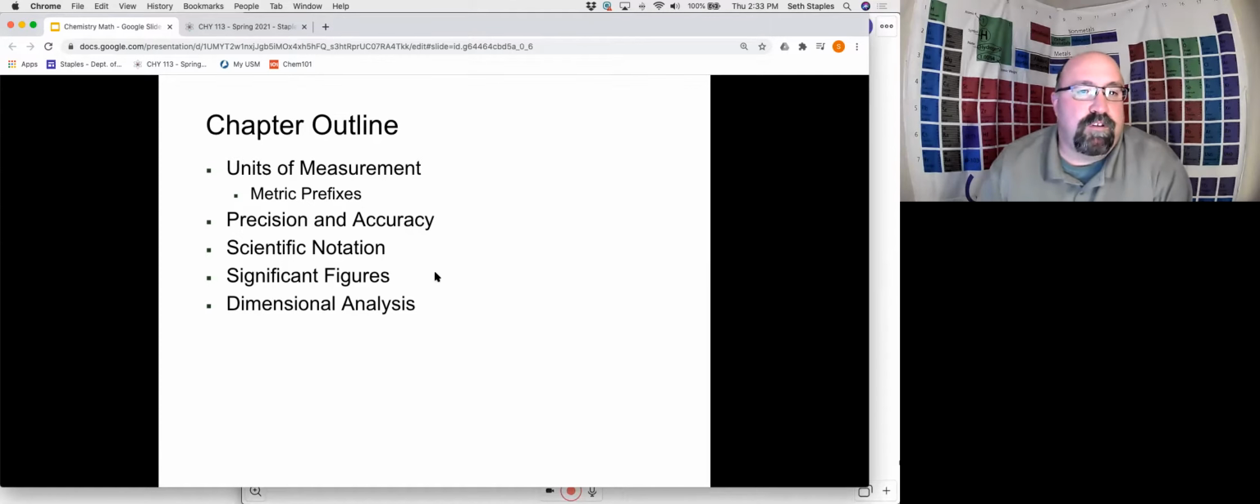And then finally, we're going to look at a problem-solving tool called dimensional analysis, which is something that will really help you in solving some of the various problems that we do in here this semester.